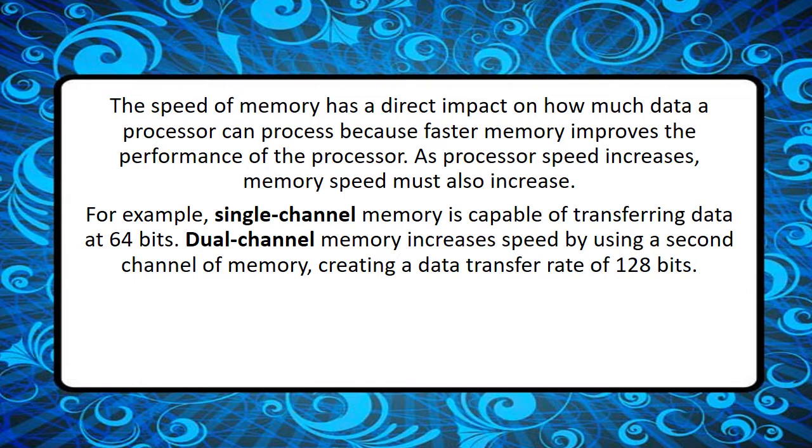The speed of memory has a direct impact on how much data a processor can process, because faster memory improves the performance of the processor. As processor speed increases, memory speed must also increase. For example, single channel memory is capable of transferring data at 64 bits, while dual channel memory increases speed by using a second channel of memory, creating a data transfer rate of 128 bits. So it's just like being doubled in dual channel memory.